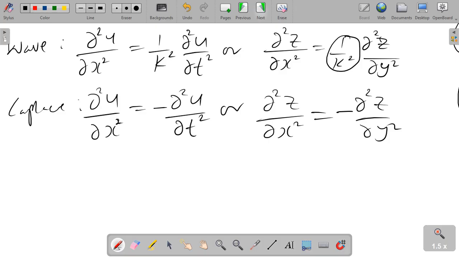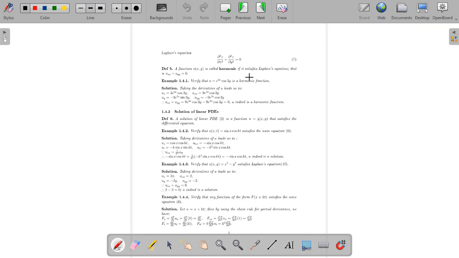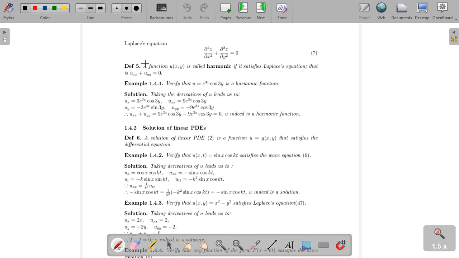So on this next page, you see what I'm saying. So let me zoom it. Okay, zoom. So you see what I'm saying, that sometimes they bring it to the other side and equate to 0. It's still the same thing. So they say that a function u is harmonic if it satisfies the Laplace equation. Yes, any equation that is harmonic is an equation that satisfies the Laplace equation. They can ask you that in exam.